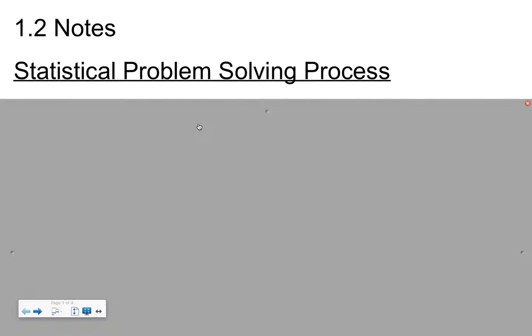If these go too fast for you at any point, you can just pause and catch up with what you're writing here and then press play to keep going. So the statistical problem solving process consists of four steps.